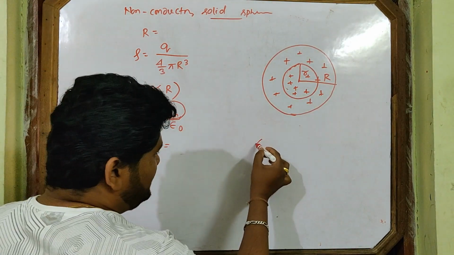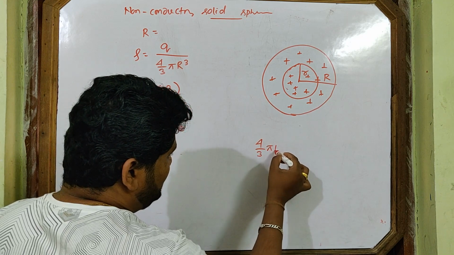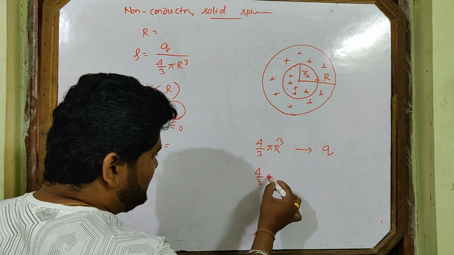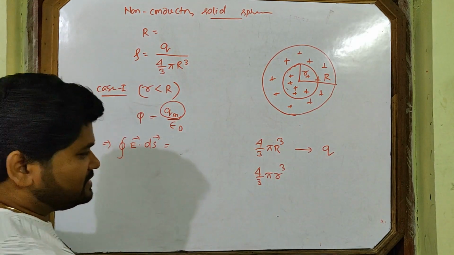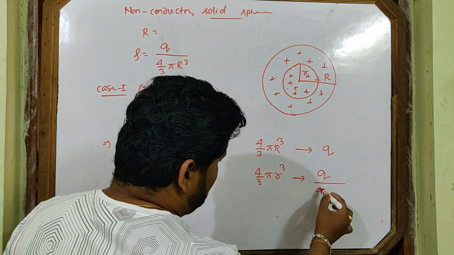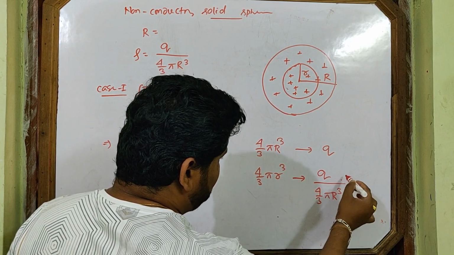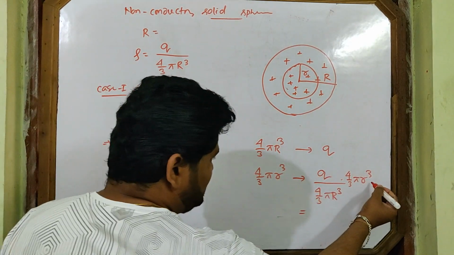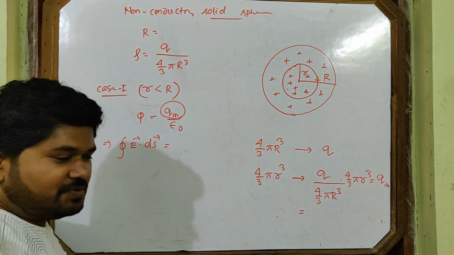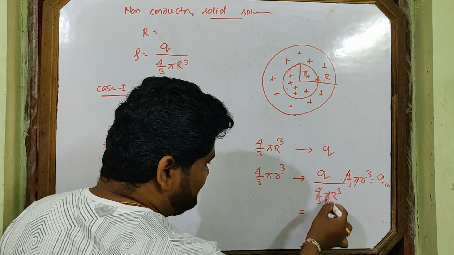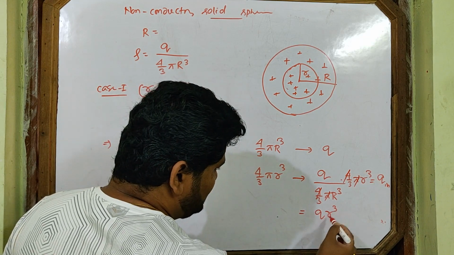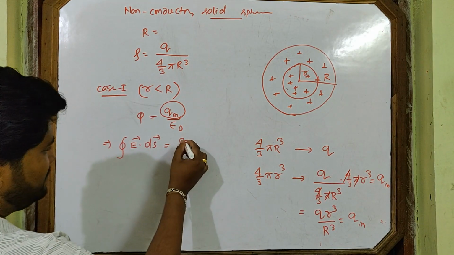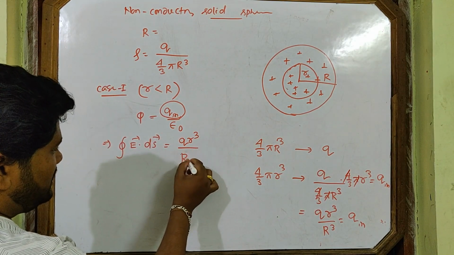By unitary method you can find it. 4 by 3 pi capital R cube volume contains Q charge, so 4 by 3 pi small r cube volume contains how much charge? Q by 4 by 3 pi capital R cube into 4 by 3 pi small r cube. This much charge it contains. This is q in. The 4 by 3 pi cancel, leaving Q r cube by R cube. So this is q in inside it.